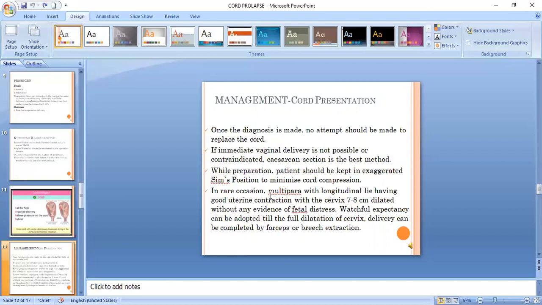We can adopt watchful expectancy till the full dilatation of the cervix, and in the second stage of labor, we can shorten the duration by doing forceps or breech extraction. Okay, so that is the management in case of cord presentation.